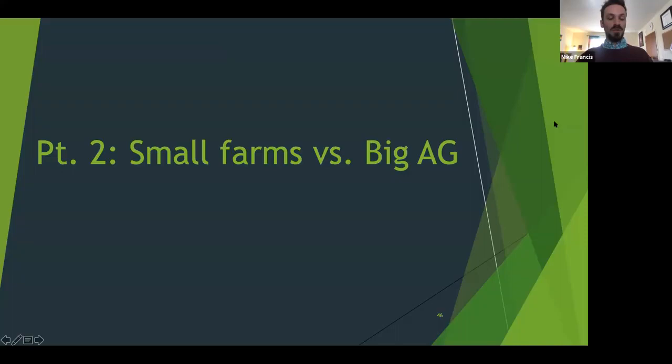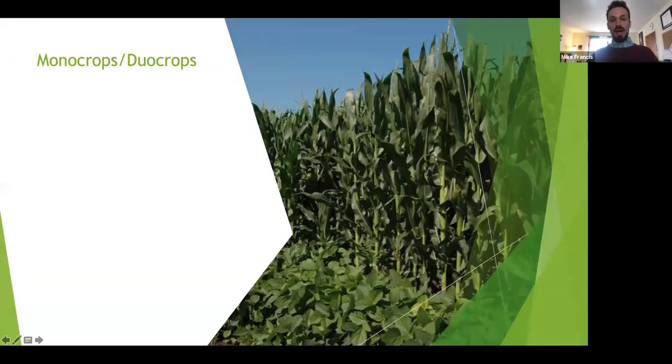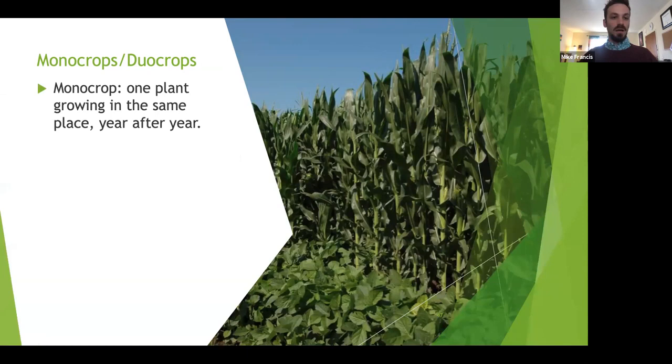So let's think about monocropping for a second. This is a really important issue. Monocropping is growing one plant in the same place year after year. So for example, here's my 100 acres of land and I'm going to grow only corn, right? But monocrops are uncommon because people quickly figured out that this is not good for the soil. It depletes the nutrients of the soil and you end up with a dead patch of land really quickly.